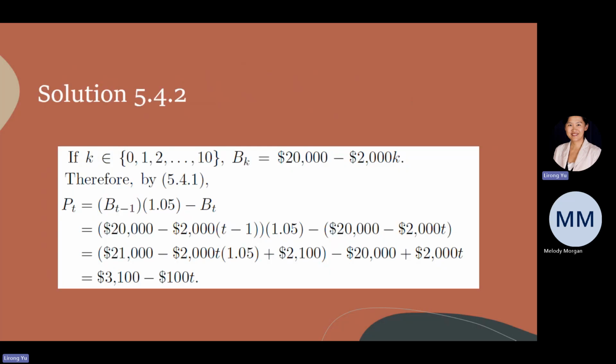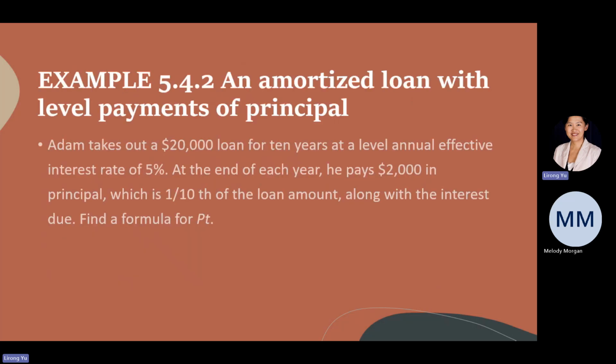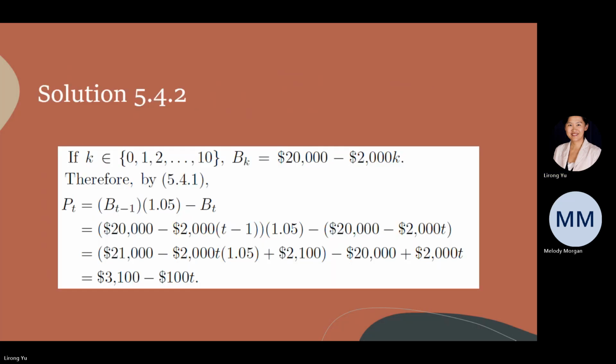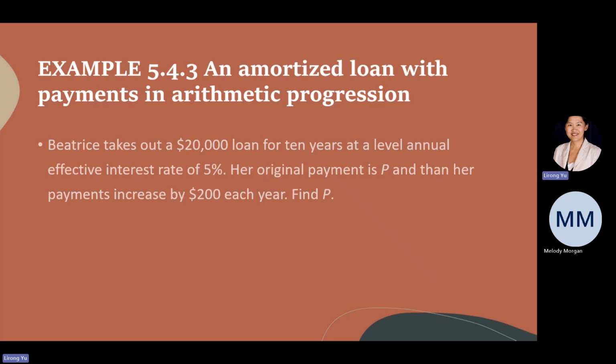Right, so that's our first example. We have a requirement of how much principal we're paying each time. That relation causes us to have a decreasing formula for PT. As time goes on and on, we pay less and less because of the consistent reduction of principal, and the payment gets less as time goes on.